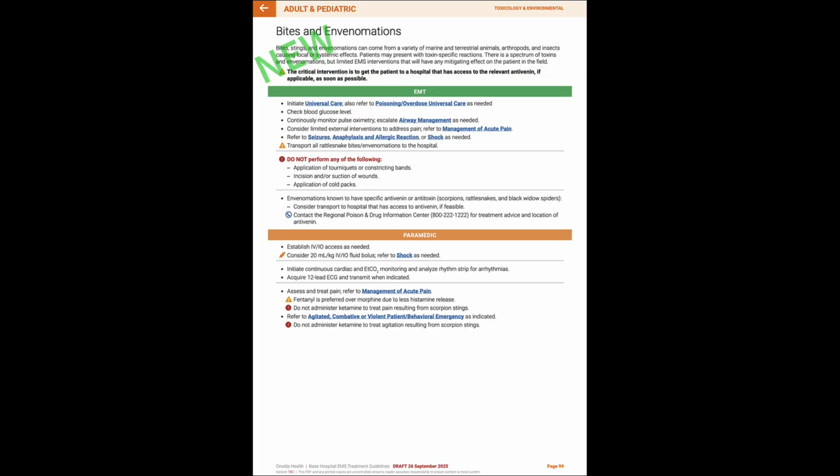In summary, this page gives us field-ready, toxin-agnostic structure for evaluating and transporting patients exposed to venomous bites and stings. It reinforces evidence-based practices, removes outdated interventions, and connects crews directly to the Poison Center for expert guidance.